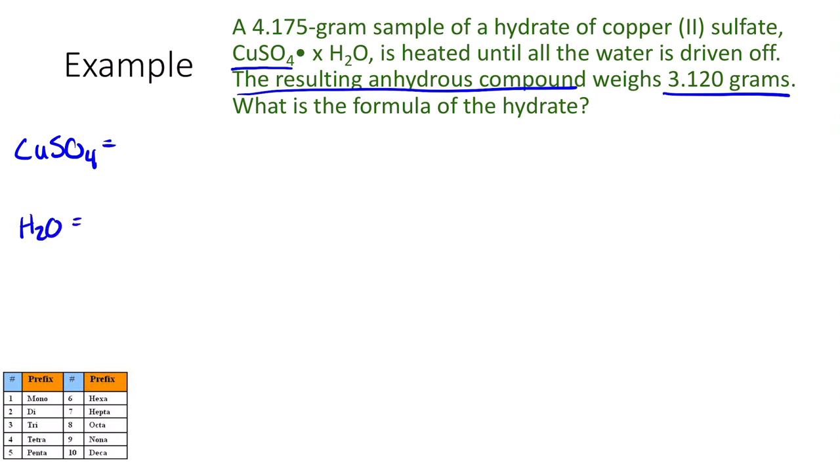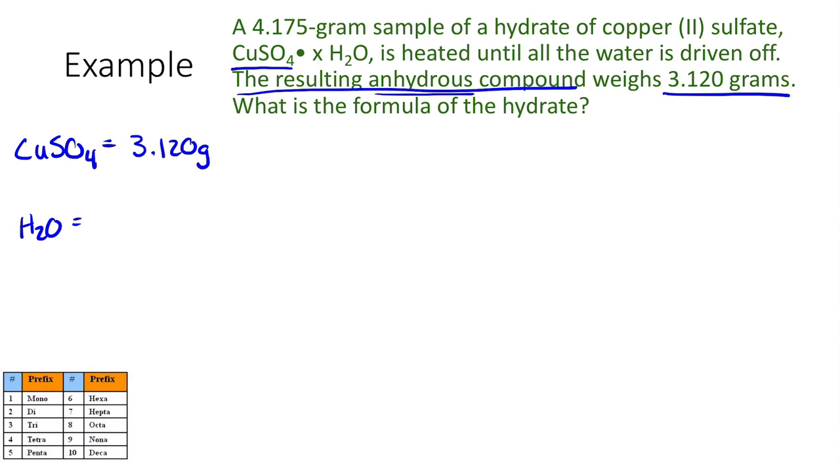Always have to have an amount for each of those. All right, so it tells us that our resulting anhydrous compound weighs 3.120 grams, because it's saying that's the anhydrous compound. That's copper sulfate here, copper 2 sulfate. So 3.120 grams of this compound.